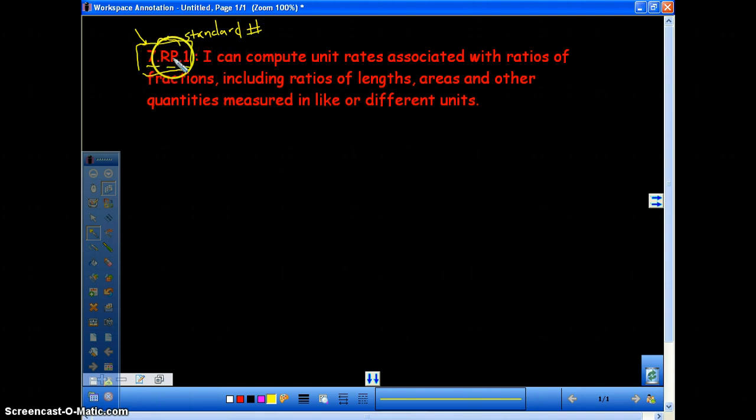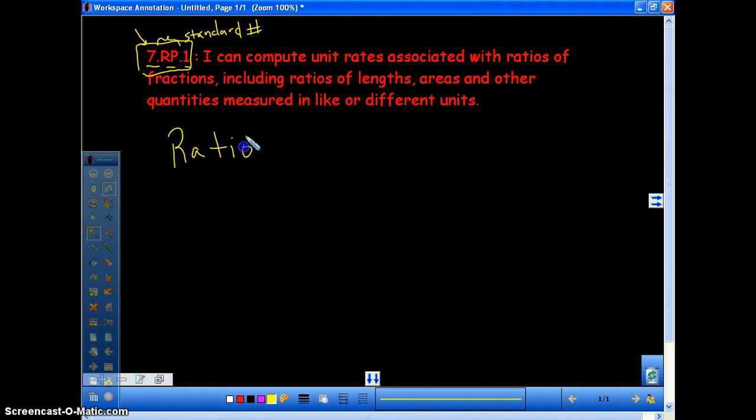And the first standard that we're going to address is this, written as a target, mind you. I can compute unit rates associated with ratios of fractions, including ratios of lengths, areas, and other quantities measured in like or different units. So to start, we're going to look and see exactly what is a ratio.